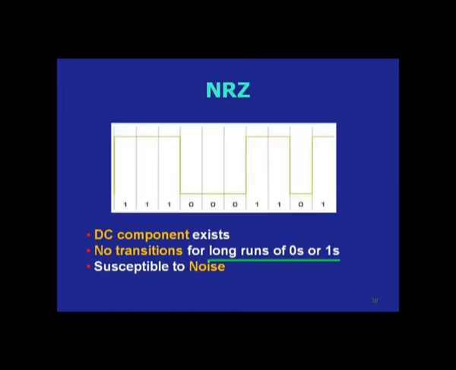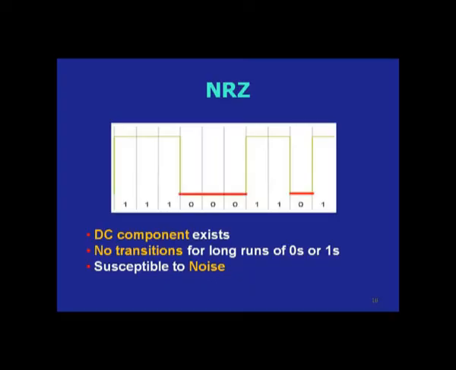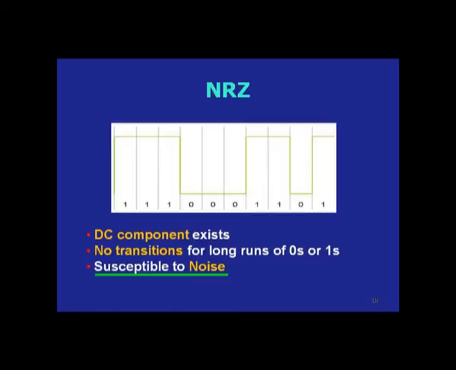Second thing is, if I have long runs of zeros or ones, suppose I am transmitting all zeros, what will happen is I will just have a low signal being transmitted right through. Similarly, if I have a series of ones, I will just have a high signal being transmitted right through, that is, there will be no transitions in the signal. And we have seen that if there are no transitions in the signal, it becomes difficult to synchronize the clock. So it is not very good for clock synchronization. Third property is that it is also susceptible to noise. So all 3 of the desirable properties that we talked about are missing in the NRZ scheme.